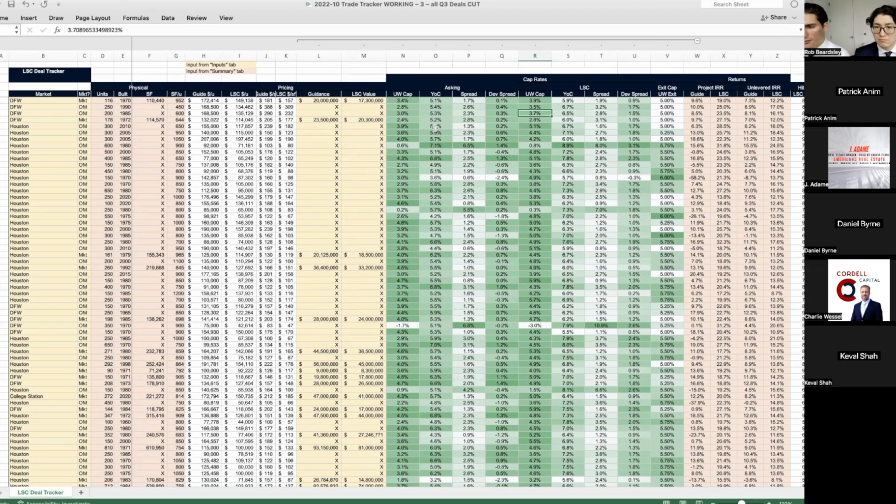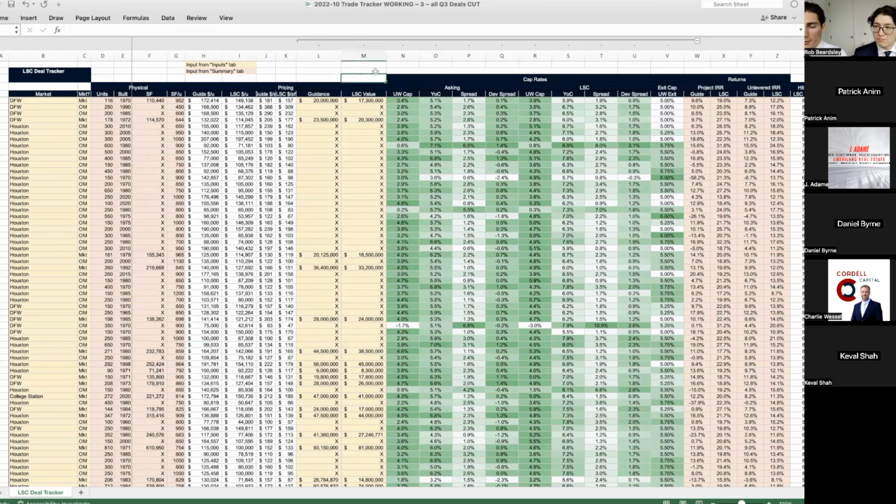And then the other column or subheader to the right is LSC, which is basically the price that we would pay, the LSC price. What would we pay for this deal? And then there's translating cap rates, yield on cost, the spread between the underwritten cap rate and the yield on cost, as well as a development spread, which is new.